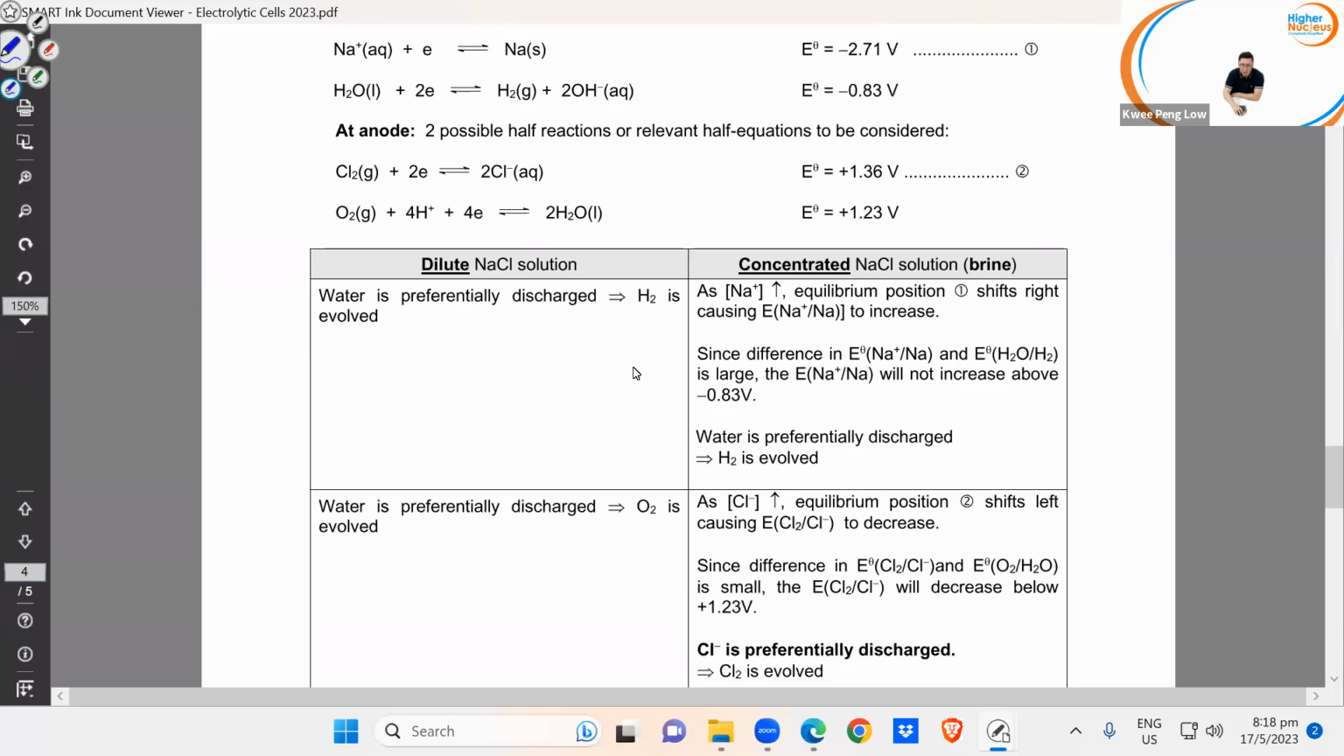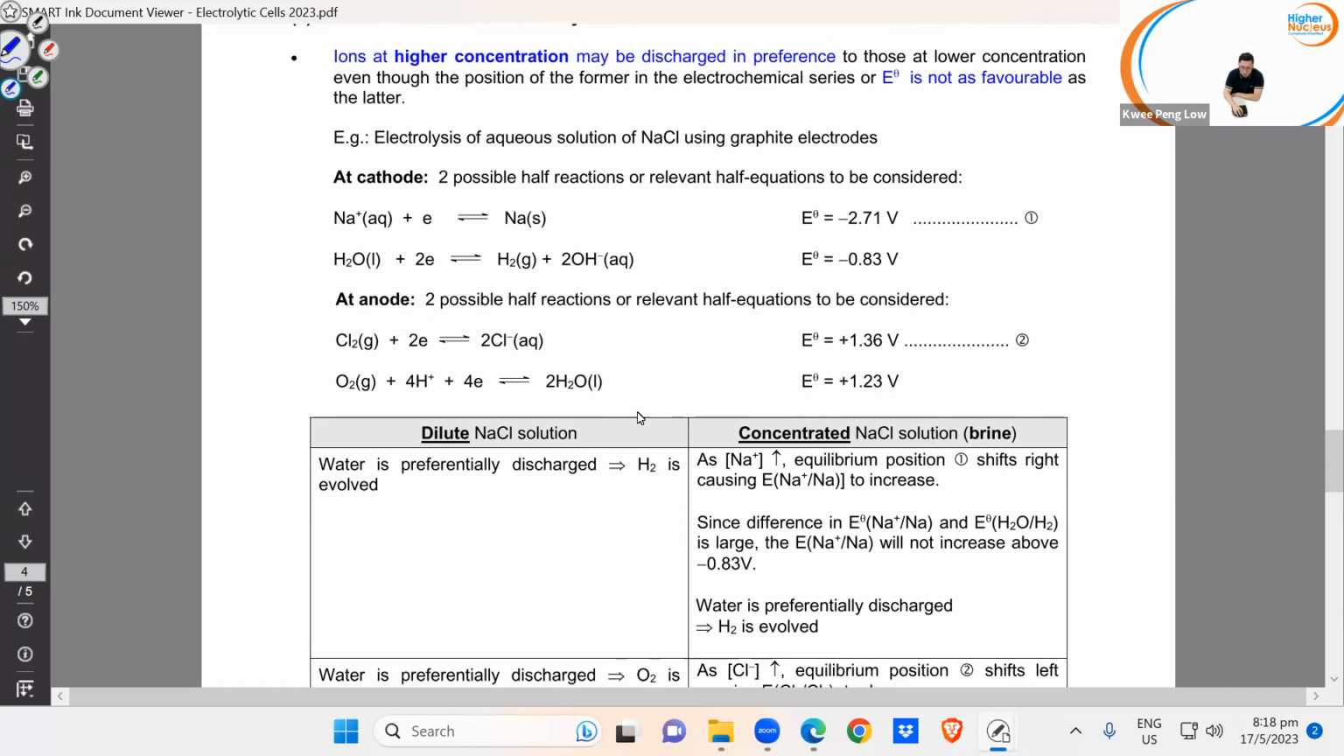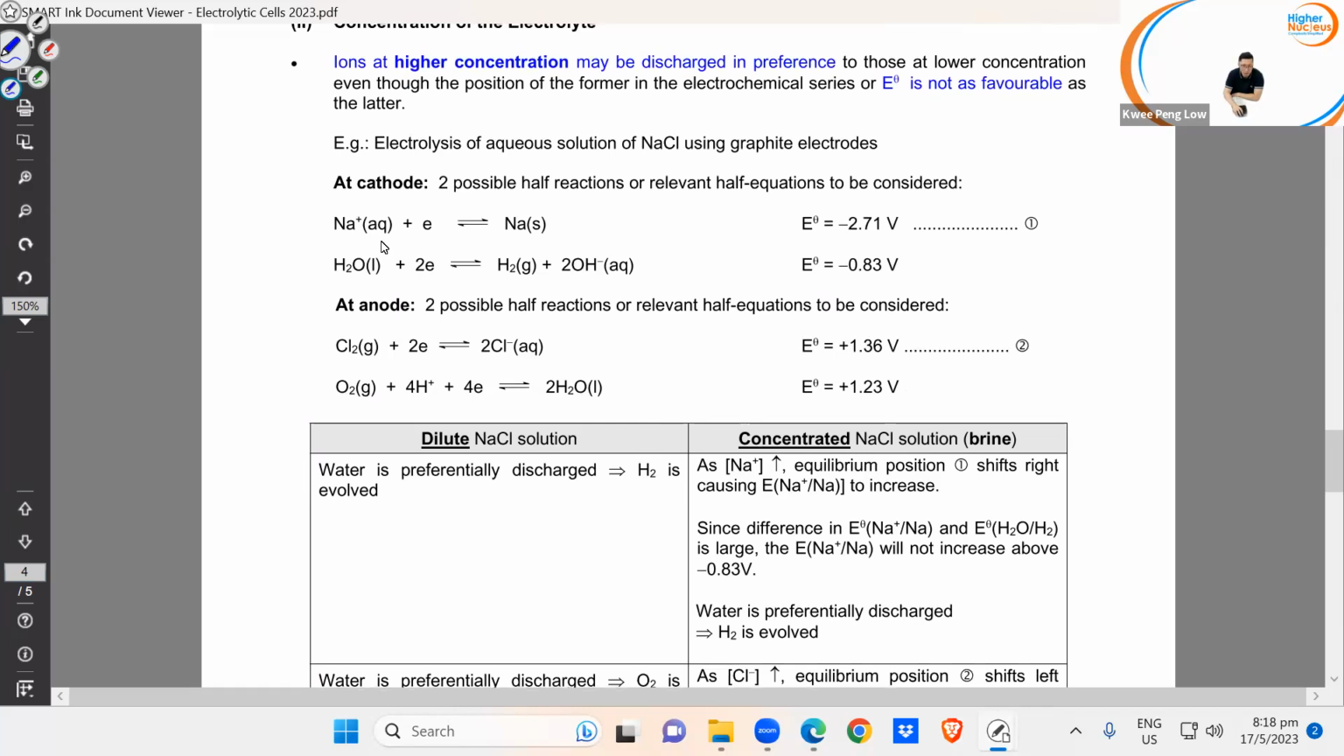Now what if we have concentrated sodium chloride? Now for concentrated sodium chloride, I need to talk a bit about Le Chatelier's principle. Now let's look at the cathode first. If I'm using concentrated sodium chloride, it means that this time round, my sodium plus concentration has gone up. When sodium plus concentration goes up, by Le Chatelier's principle, the position of equilibrium is going to shift forward. When equilibrium shifts forward, your E value becomes bigger. Bigger means it becomes more positive. So as your equilibrium keeps on shifting to the right, this value becomes more and more positive.